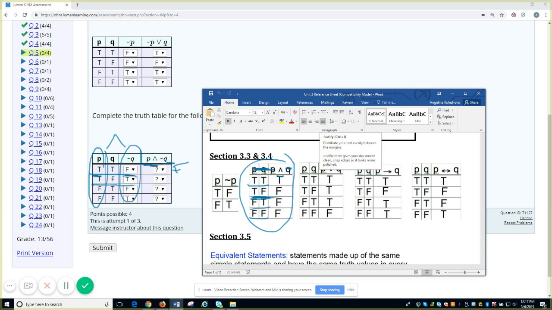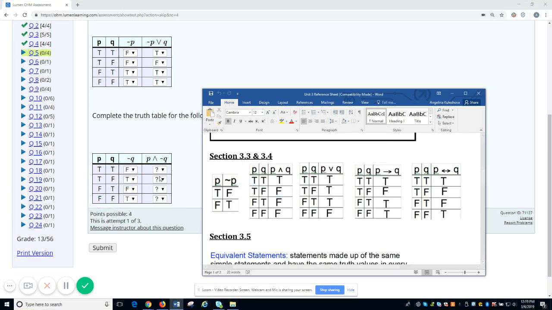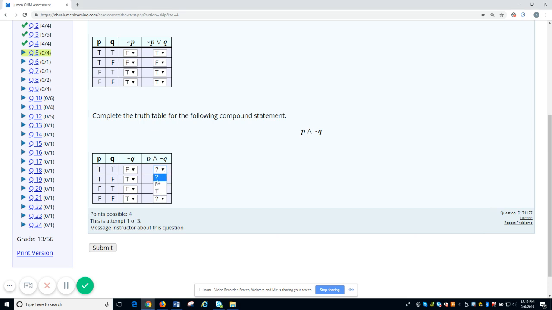Second row, true and true. So true and true is true. And the third row, they're both false. And when they're both false, the result is false. Then false, true, the result is false. All right. So the AND, if you're joining two things with an AND, if you see a false, the whole thing becomes false.